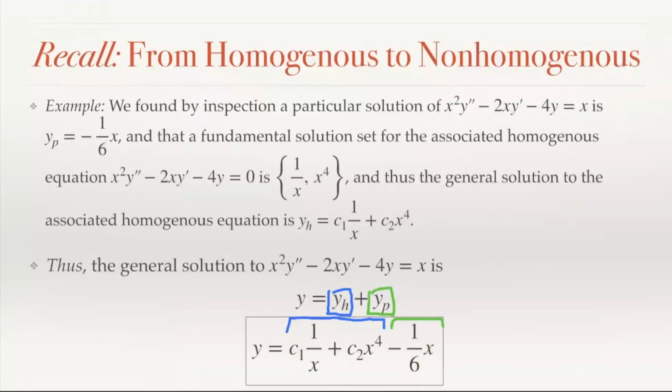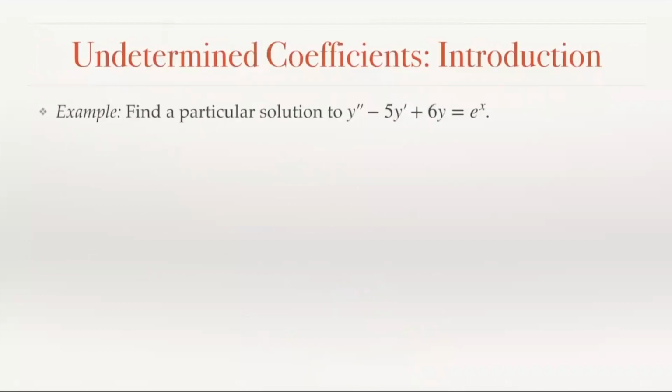And the method that we used to get this y sub p, you may recall that we just kind of guessed, in a sense, with an unknown coefficient, and then solved for it by plugging in. And that is the method of undetermined coefficients, which is the primary way that we'll be dealing with solving these in this section. So for example, find a particular solution to this differential equation.